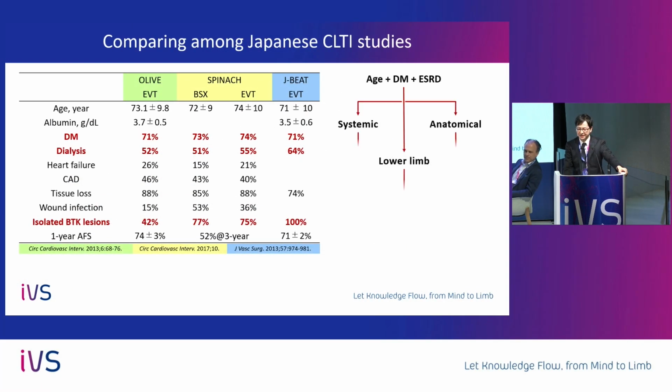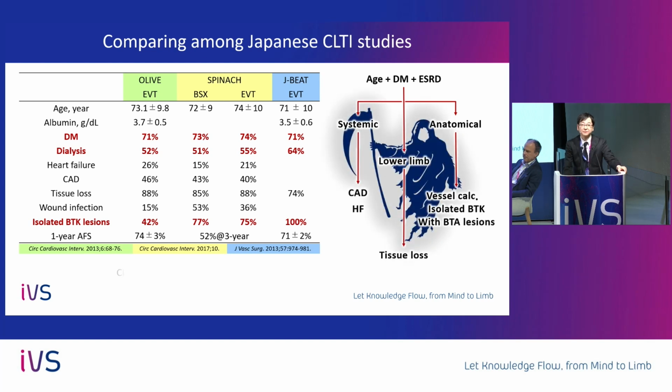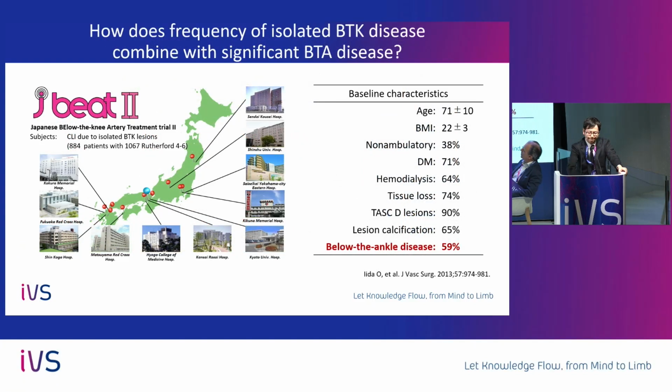First, Japan is a very specific situation because the frequency of diabetes and renal insufficiency on dialysis are relatively higher in the Japanese CLTI population. These risk factors would influence the systemic, lower limb, and anatomical condition. So, in clinical practice, below-the-ankle disease is often concomitantly treated with the below-the-knee region. From our registry, which evaluates angioplasty for patients with CLTI due to isolated below-the-knee disease, almost 60% of patients are complicated with significant below-the-ankle disease.